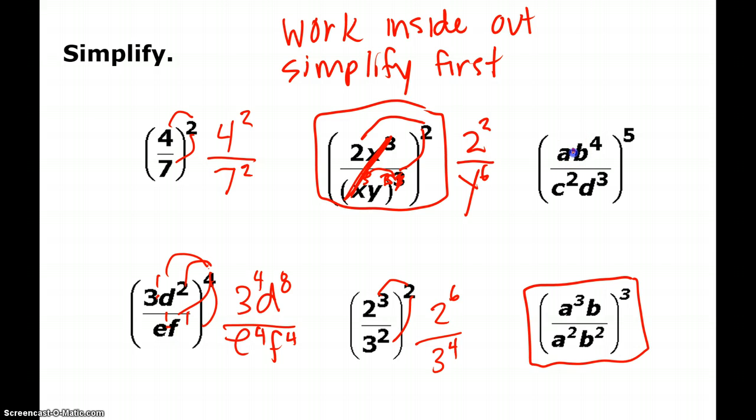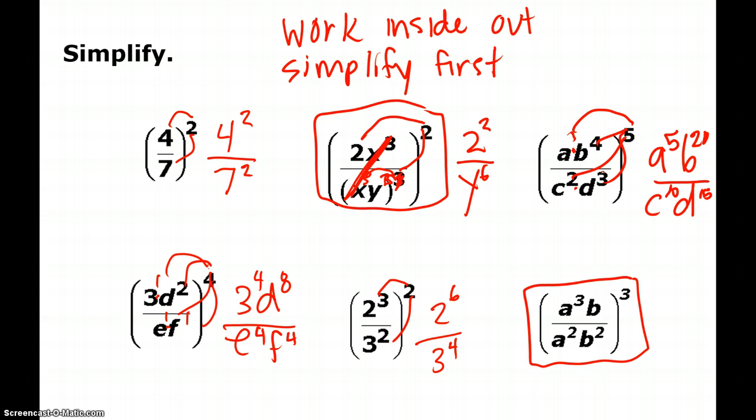Take a look at this one, split everything up, put your 1's in there. Is there anything that you can do to simplify it? There's nothing that cancels. So we go A5, B20, C10, D15. And that is that rule.